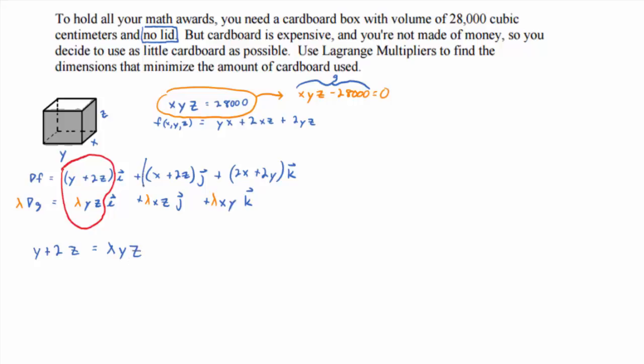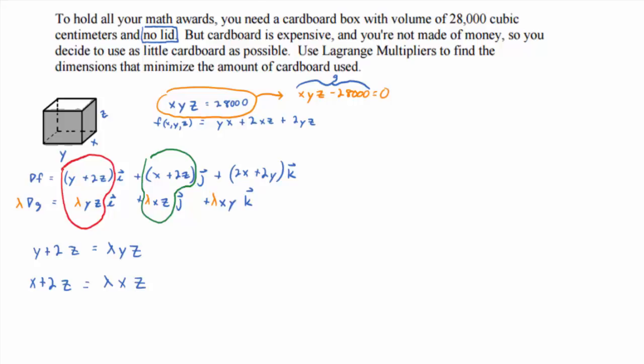The second equation would be x plus 2z, setting that j component in del f equal to the j component in lambda del g, which is lambda x times z.